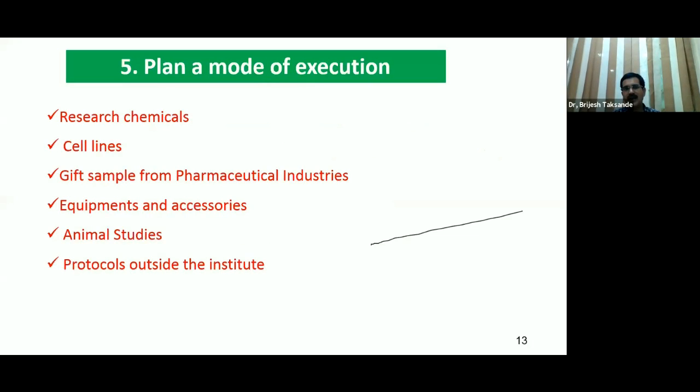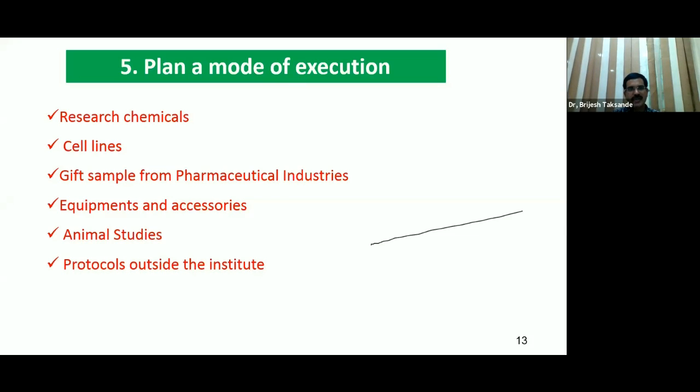Then coming to plan a mode of execution, like you have finalized your synopsis, you have gone through review of literature, you have formulated your research question, you have identified your problem, then you have formulated your hypothesis. Now you have to find out the mechanisms by which execution of your protocol is feasible, possible.